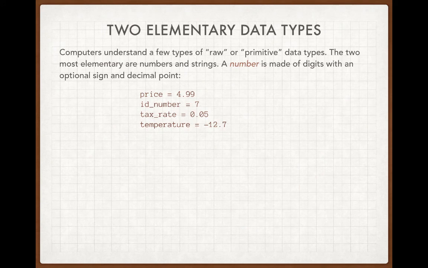Computers understand a few types of raw or primitive data. And I mentioned that there wasn't really any concept of free-floating data, but there is only in the sense that we can put it into a bucket. The two most elementary kinds of data are numbers and these alphanumeric sequences, which we are going to call strings. I'll talk about those in just a second. The numbers are probably pretty obvious. I mean, you've seen these probably most of your life. So I'm putting the number 4.99 into a bucket called price, or I'm putting an integer 7 into a variable called ID number. The tax rate is 0.05, or the temperature outside is minus 12.7 degrees. All of those are numbers, and Python understands they're numbers. So when I put that data into a bucket like price, I can actually ask Python what kind of data is in that bucket. And Python can tell me that thing is a number. It's pretty smart about that sort of stuff.